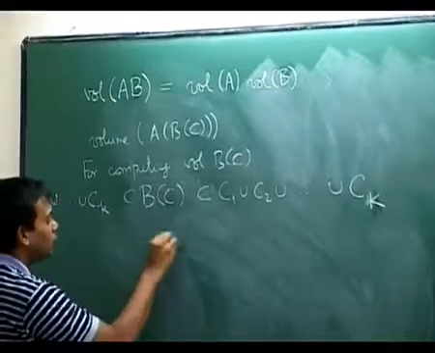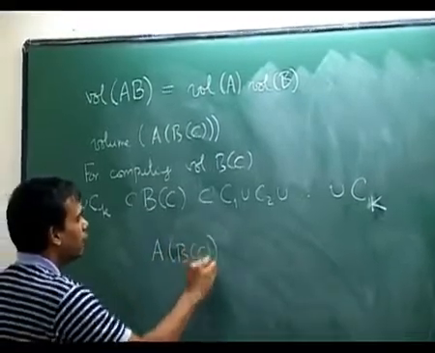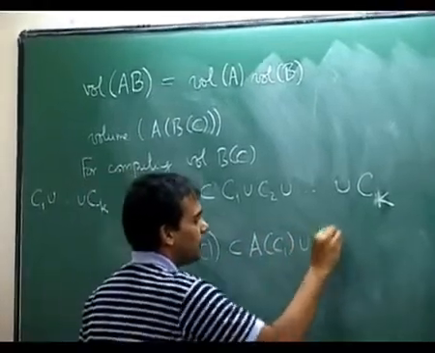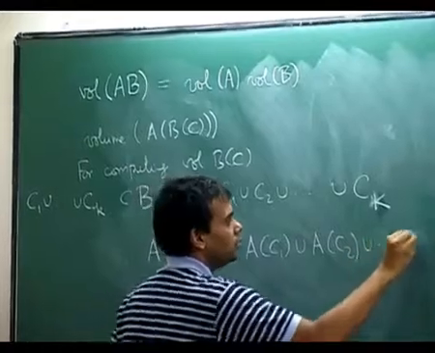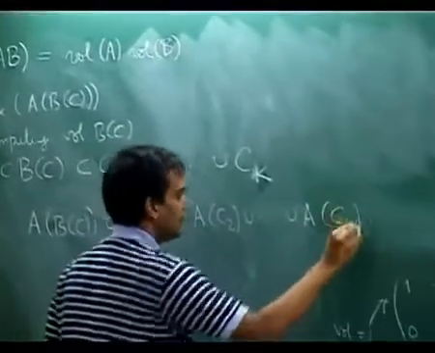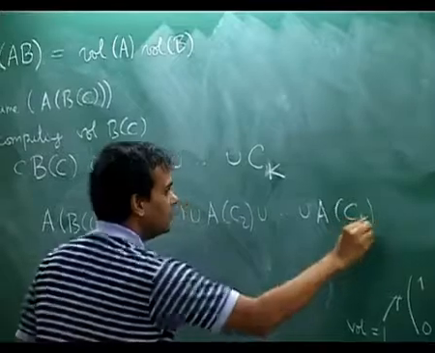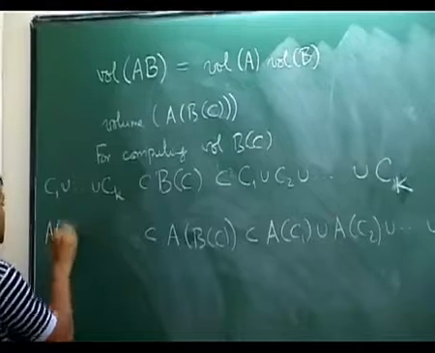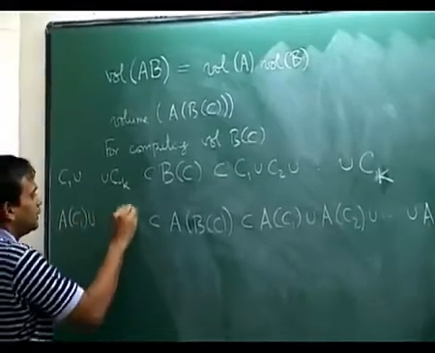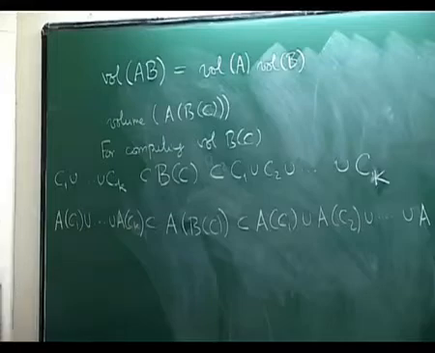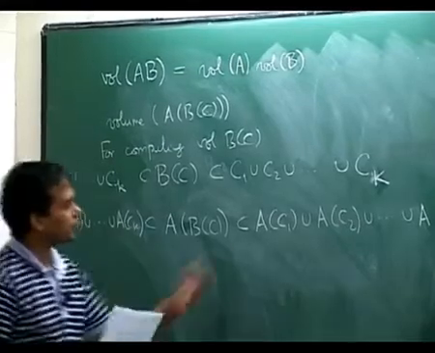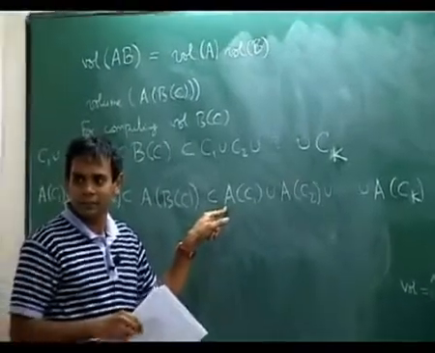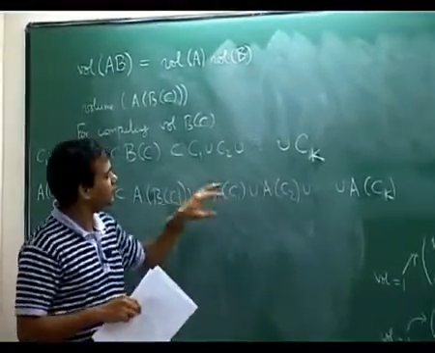So you get A of B of C. Well, this should be contained in AC1 union AC2 union ACK, capital K, and this should contain AC1 union up to AC little k. But do we know the area of this AC1? This AC1 is just the transformation of C1, but what is C1?